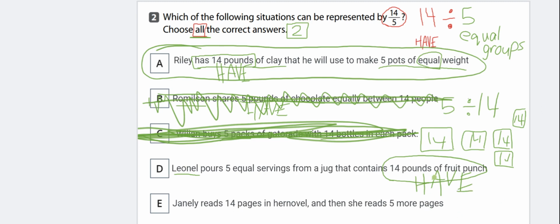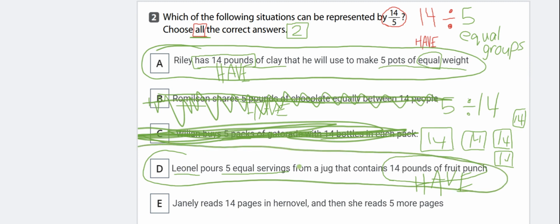And then let's look here. How many equal groups is he splitting it into? 5 equal groups. So he's splitting it into 5. Now let's look back at my problem. Do I have 14? Lionel does have 14 pounds of fruit punch. And he's splitting it into how many equal servings? 5 equal servings, 5 equal groups. Does this match? Yes, it does.